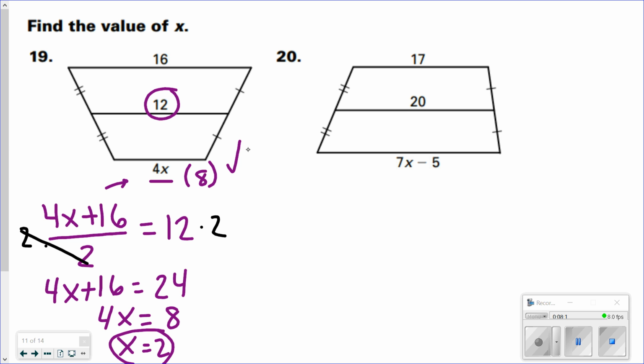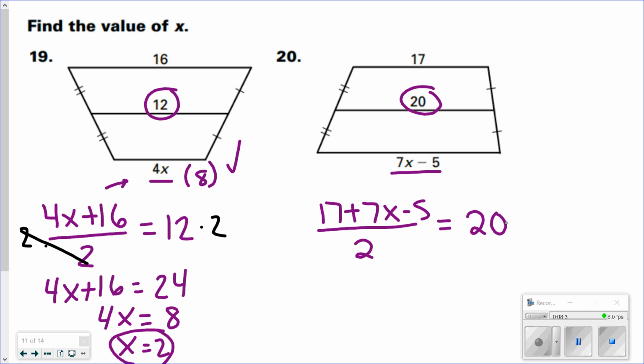All right, now let's move on to number 20 here. I noticed the same thing, that I know the midsegment, which is 20, but I don't know what one of the bases is, so I need to solve for x there. First step is to add up my bases. One base is 17. My other base is 7x minus 5. Then I'm going to divide that number by 2. We know that that's equal to my midsegment, which in this case is 20.